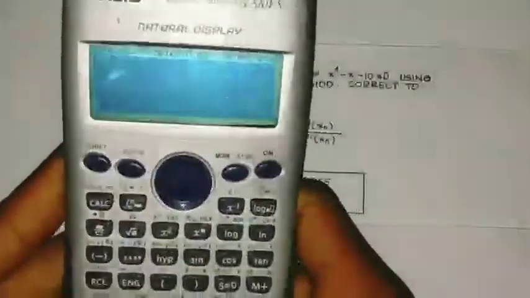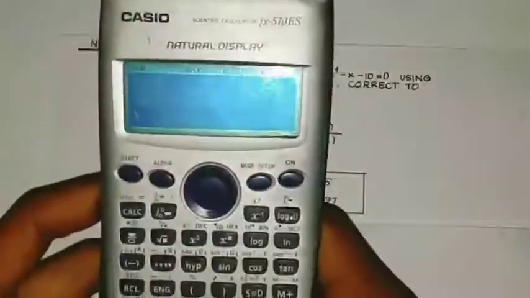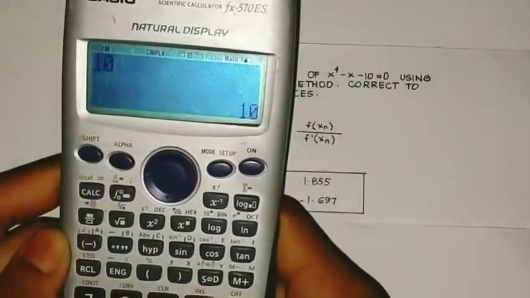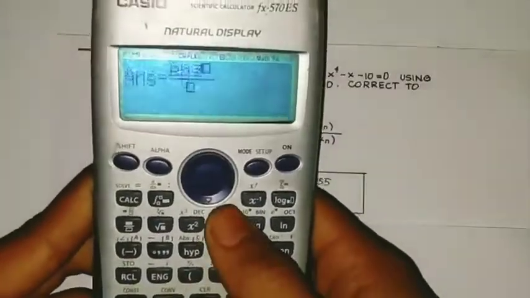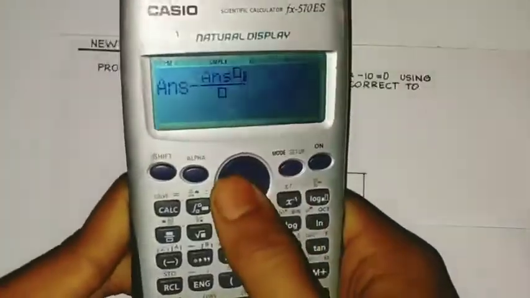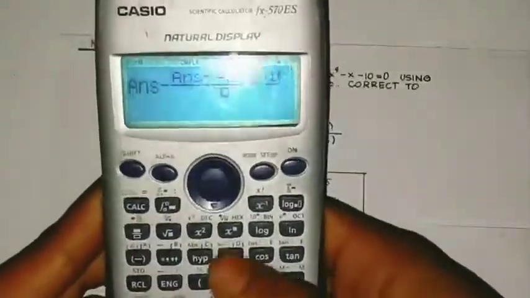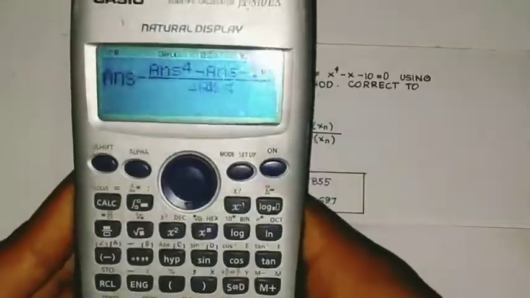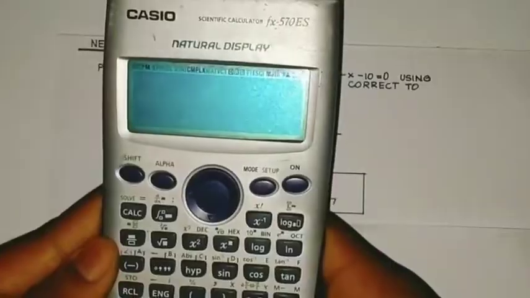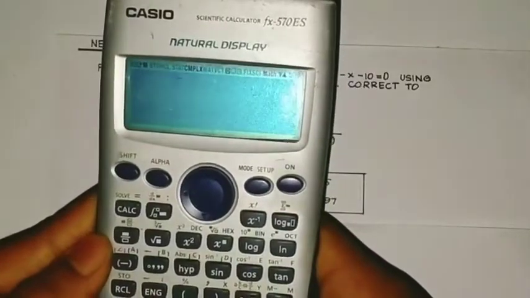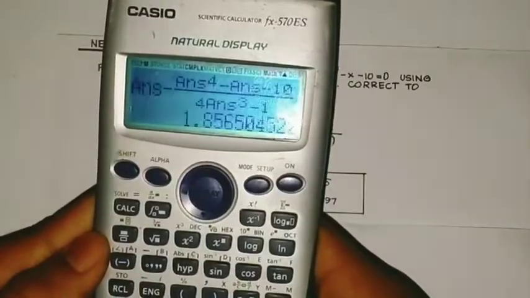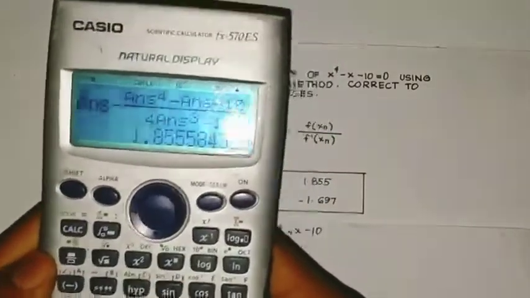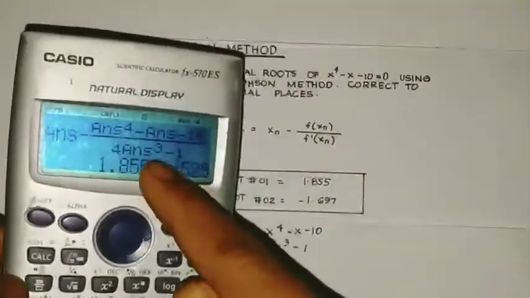So, kung gusto nyo mag-try arbitrarily, sabihin natin 10. Press nyo yung equals, and clear yung answer, minus, satisfy nyo lang sa formula, is to 4, minus answer, minus 10, 4, answer, cube, minus 1. So, press nyo lang ito. Press nyo lang yung equals hanggang makita nyo na yung 3 digit is na the same. Yun. So, using 10, nag-stop din tayo sa 1.855.